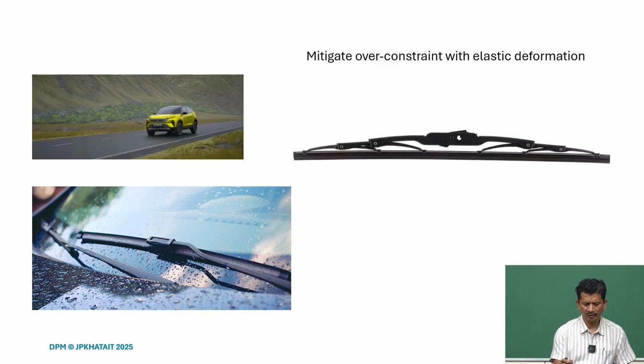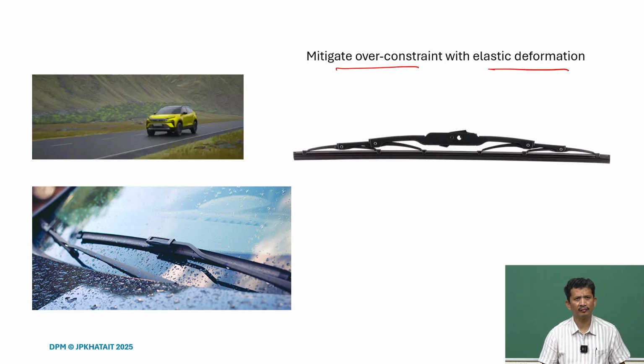One very good example of this, mitigating over constraint with elastic deformation, is our wiper blades also. As we see here, the glass has curvature, and as the wiper swings, the curvature may change all the time, yeah? But how to make proper contact all the time? So, what you realize is that there are many supports here.